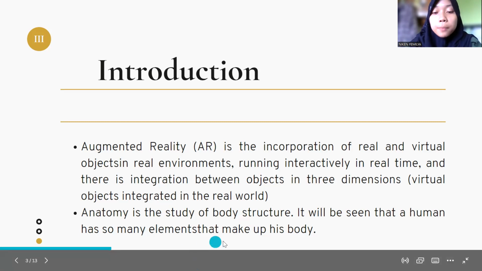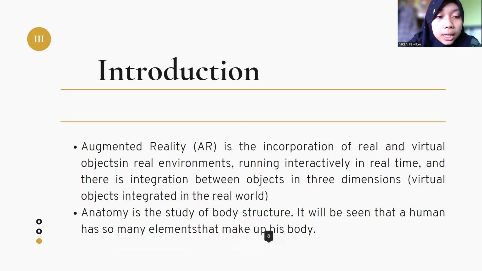Anatomy is the study of body structure. It will be seen that a human has so many elements that make up his body. The element is a body organ consisting of tissues and composed of cells. Some important elements are the respiratory system, the circulatory system, and the digestive system. Human body anatomy is essential as basic knowledge of some relevant fields of science.